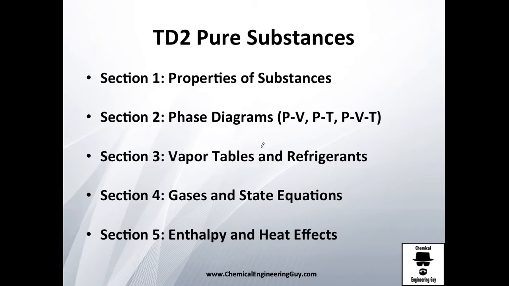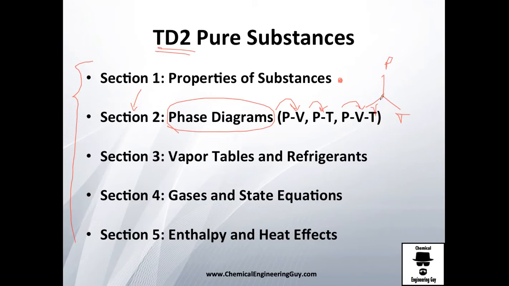So what are we going to see exactly? This block, TD2, pure substances, is broken down into 5 sections. Section number 1, which I think is the most basic one, is properties and pure substances and phases, etc. Then we change to section number 2, which is essentially speaking about phase diagrams, pressure versus volume, pressure versus temperature, and many other interactions such as this three-dimensional diagram of pressure, volume, temperature. We're going to see a lot of points such as critical point or saturation, etc.